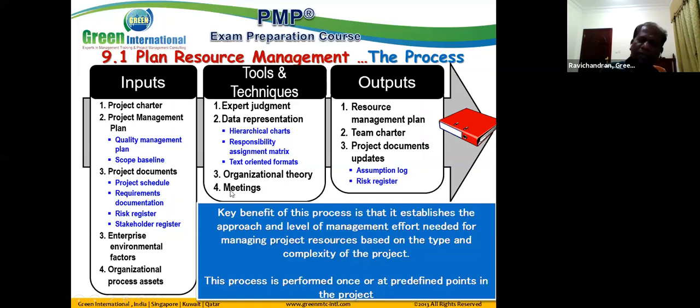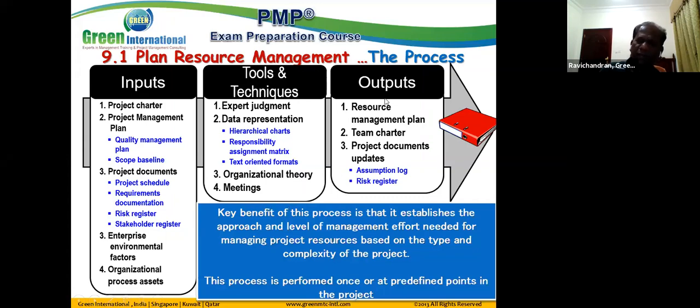Meetings: through our planning meetings, we sit down with the various key members of the project team in devising the appropriate strategy for managing the different natural resources which we are going to utilize in this project, which is the most commonly used technique.